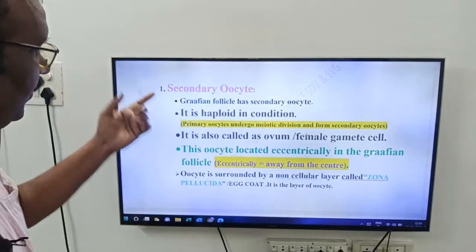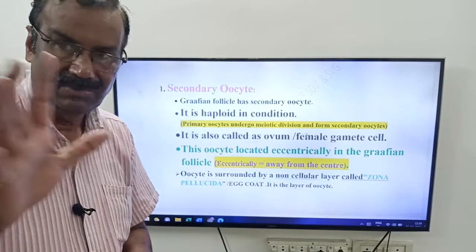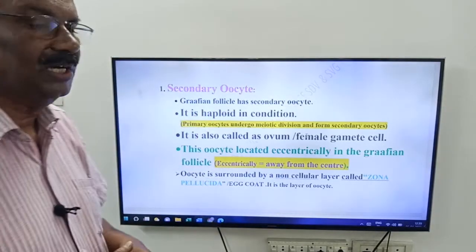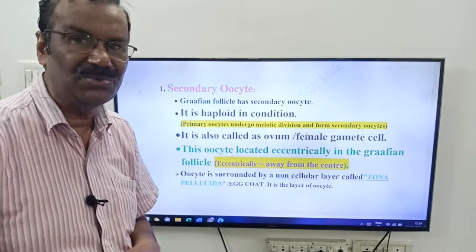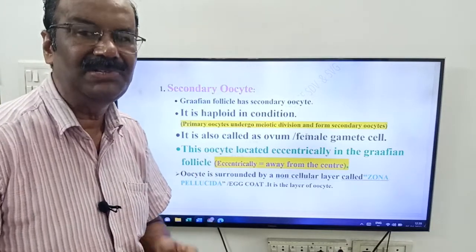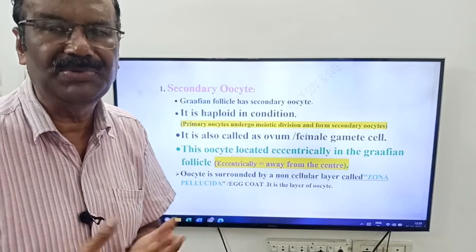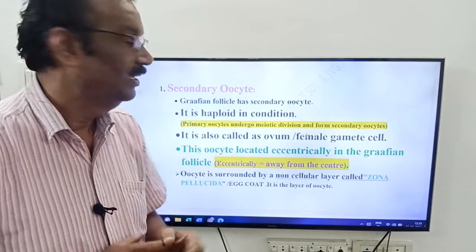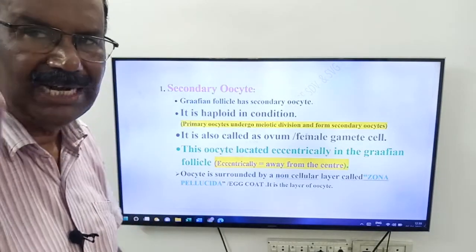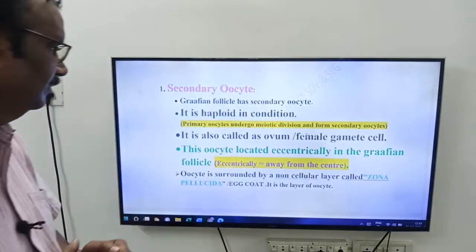Yes, friends. First one, oocyte or secondary oocyte. You have to say secondary oocyte. The Graafian follicle has a secondary oocyte. One Graafian follicle has one secondary oocyte, friends. It is haploid in condition, meaning it has N number of chromosomes. For example, in human beings, it has only 23 chromosomes.